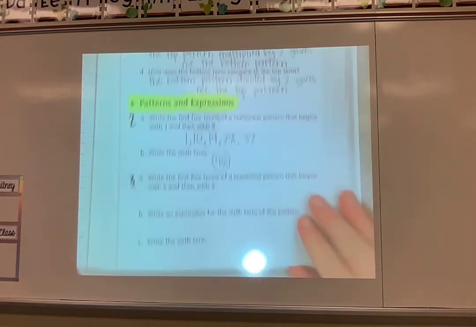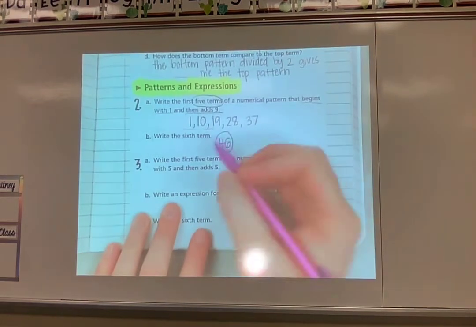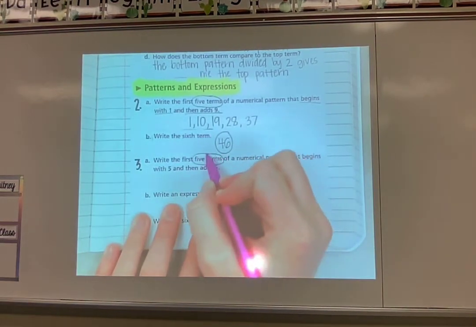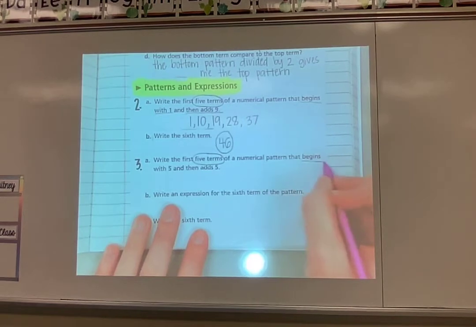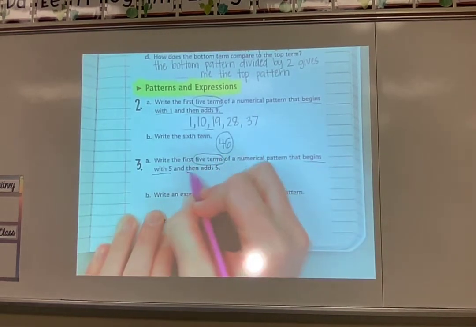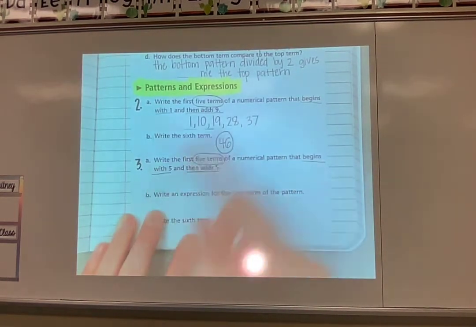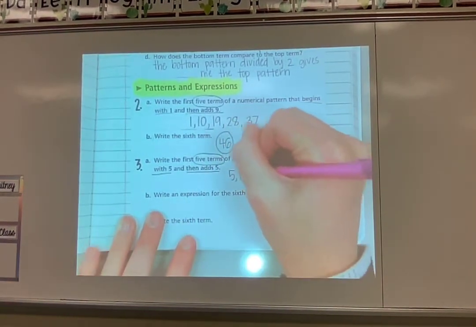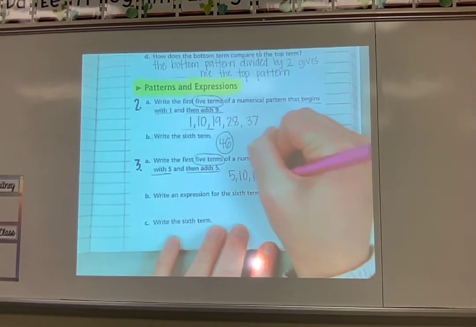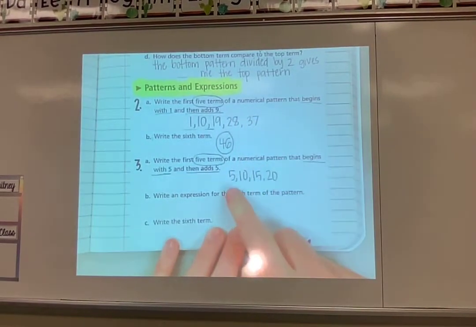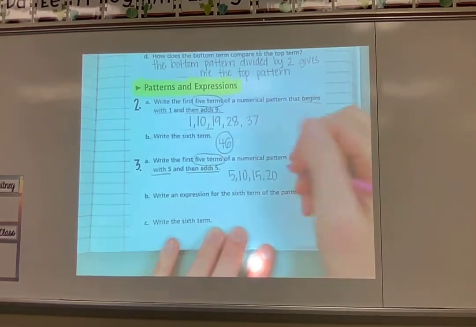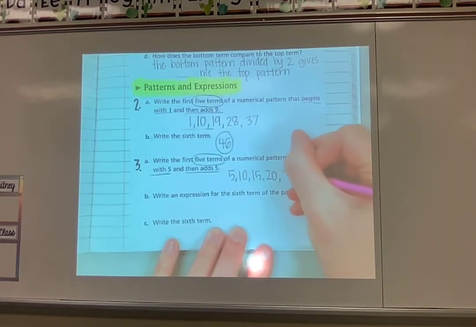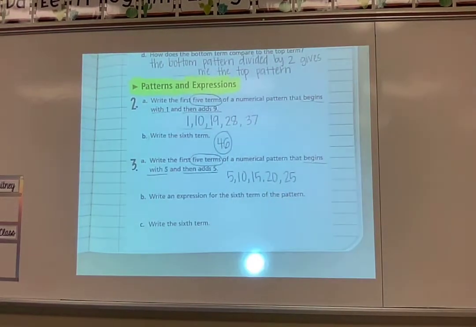All right, number 3. Write the first 5 terms of a numerical pattern that begins with 5 and then adds 5. All right, begins with 5, so that's my first number, and adds 5. So that would be 10, 15, 20. I'm going to stop and count. 1, 2, 3, 4 terms. I needed 5, so I need to go once more, add 5 more. That would be 25. Did that pretty quickly because we should be pretty good at counting by our 5s, just adding on 5 each time.